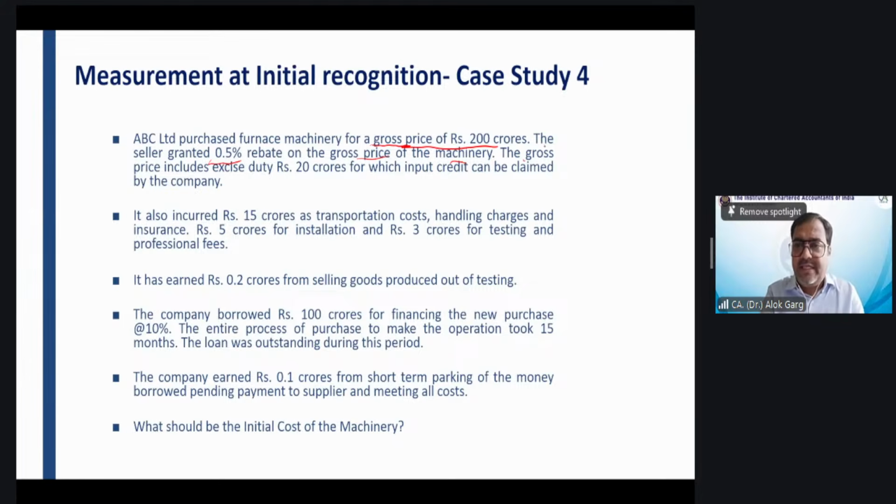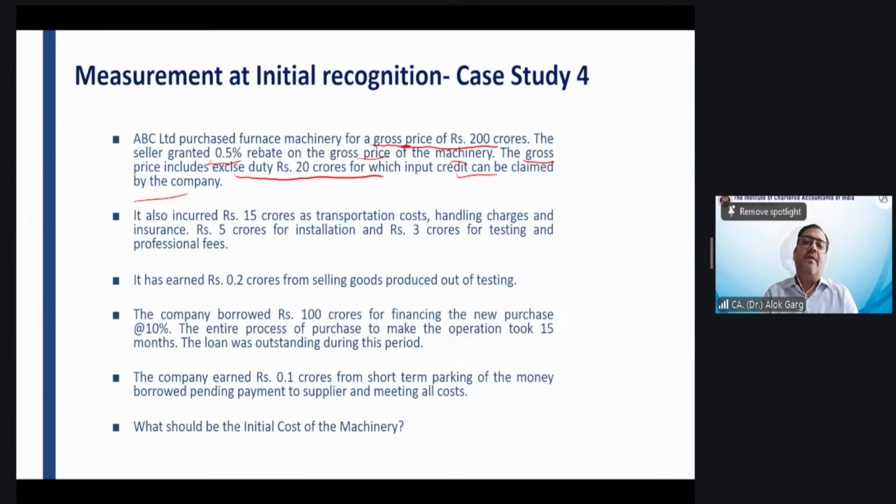The gross price includes excise duty of 20 crore for which input credit can be claimed by the company. So what is the treatment of 20 crore? It is a refundable purchase tax. It is not a non-refundable purchase tax. So this excise duty, since it is part of 200 crore, you have to reduce it from 200 crore. So 200 minus 1 minus 20, right?